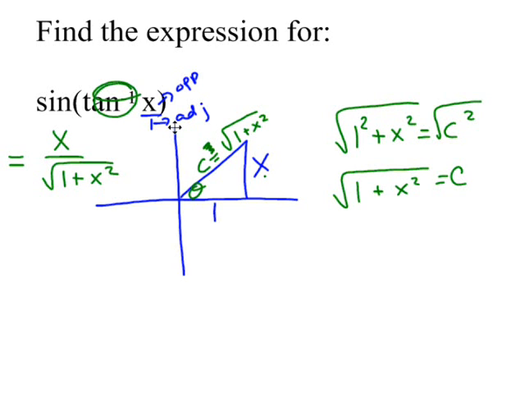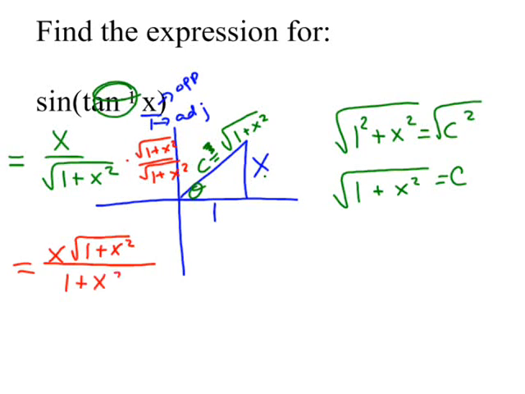Some people may have you rationalize this. So if we do that, I multiply both the top and the bottom by the square root of 1 plus x squared. And then the top becomes x times the square root of 1 plus x squared over 1 plus x squared. I probably would just leave it like this. Just depends on the format of the test or the format of your teacher.